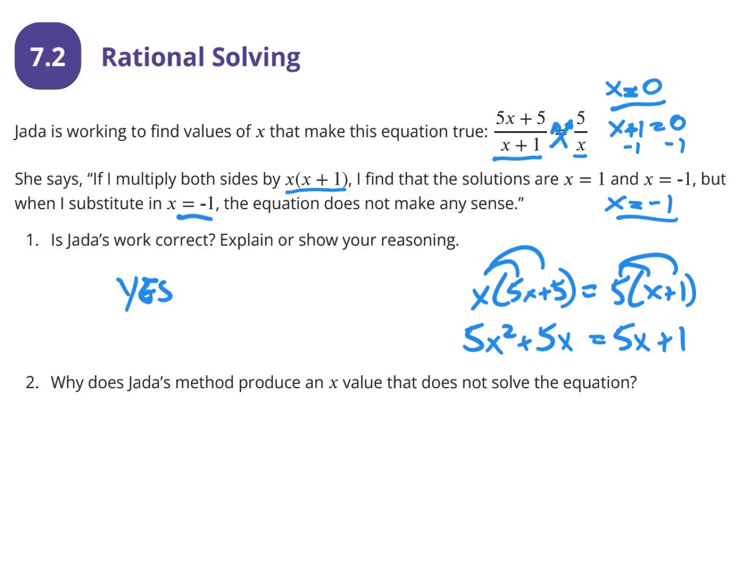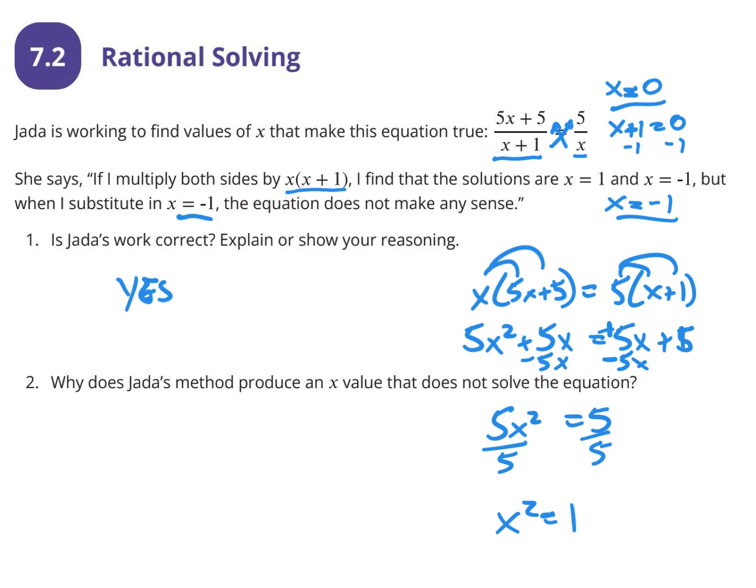Now, I like my letters on the left, so I'm going to move the 5x on the right to the left by subtracting it. If there's no sign in front of a number, that number is assumed to be positive, because if it wasn't positive, it would have a negative sign. You get 5x squared. Oh, wait, I forgot to distribute the 5 up here. I'm sorry. Is equal to 5. We divide by 5 on both sides. We get x squared is equal to 1.